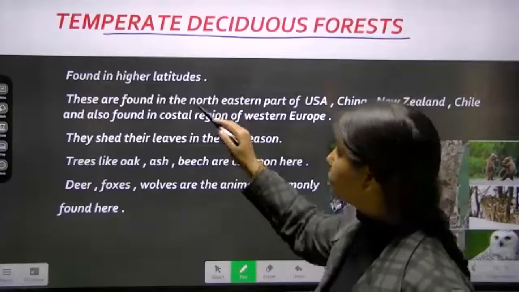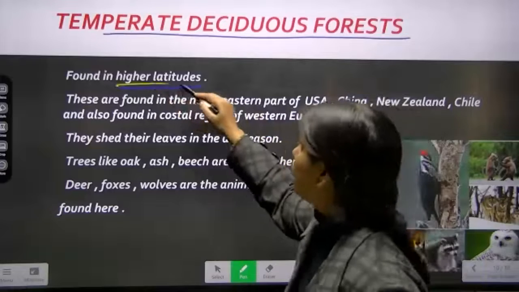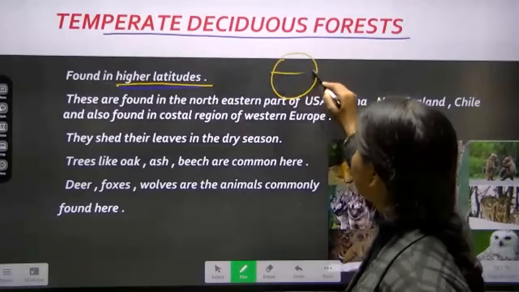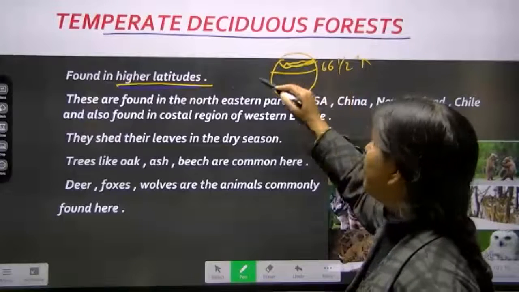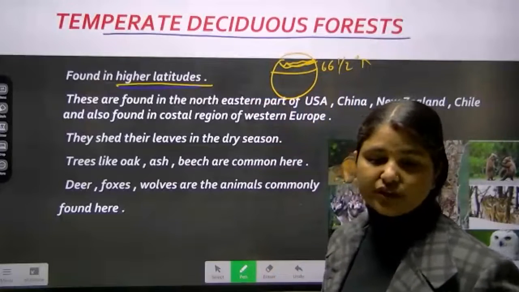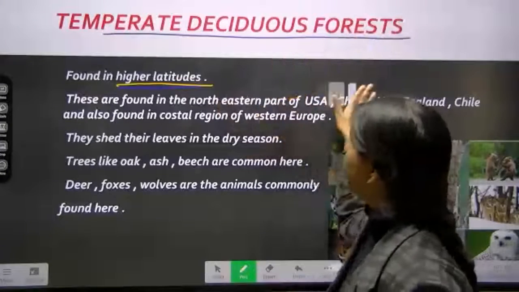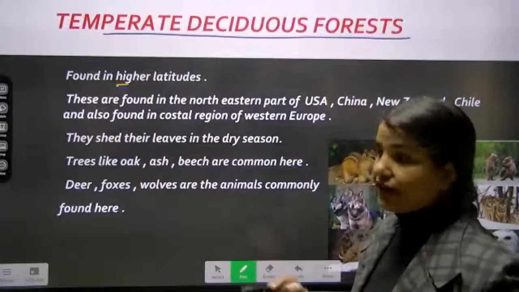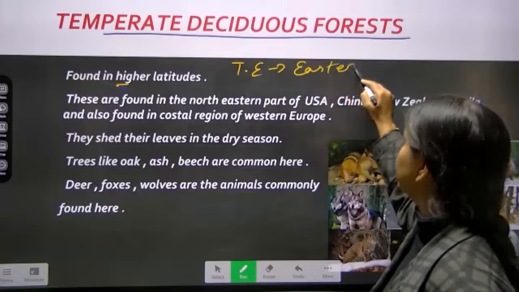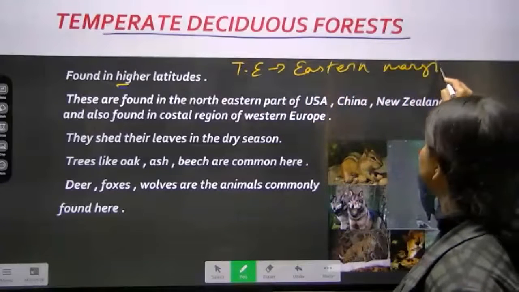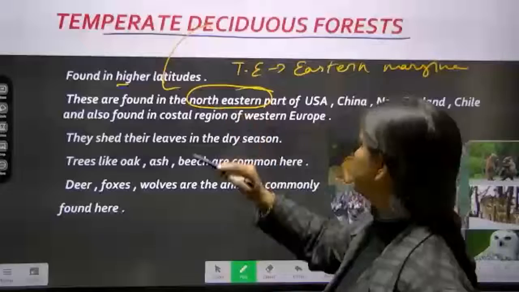So look here. These are found in the higher altitudes. Now this temperate deciduous forest is found at higher altitude. If this is 66.5 degree north, on the upper side of that we find this temperate deciduous forest. Except that, as we saw with temperate evergreen forest, listen and try to understand. Temperate evergreen forest we find in the eastern margin, and temperate deciduous forest we find in the northeastern part of the continent.